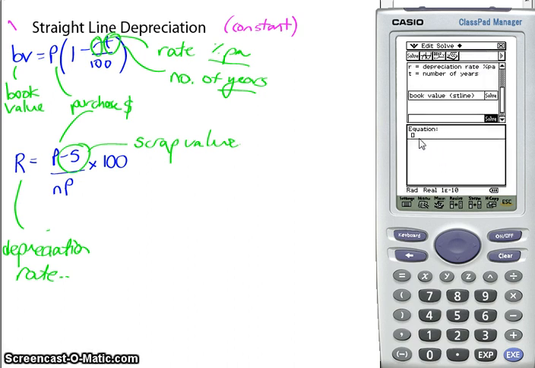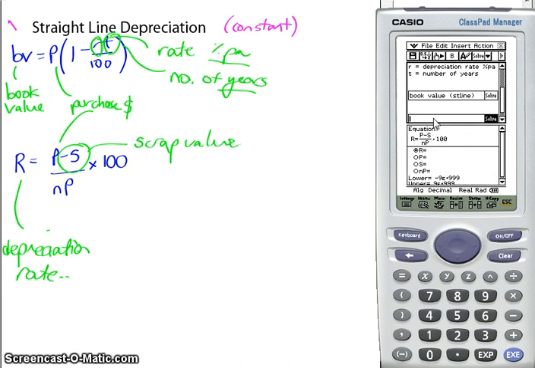Type in this particular rule here: R equals P minus S divided by N times P, times by 100. Make sure it looks like what I've got here. And as you can see, it doesn't quite look right. It should be NP over the bottom there. So I need to fix that up. There we go. P minus S over NP times 100. Awesome. Press enter.